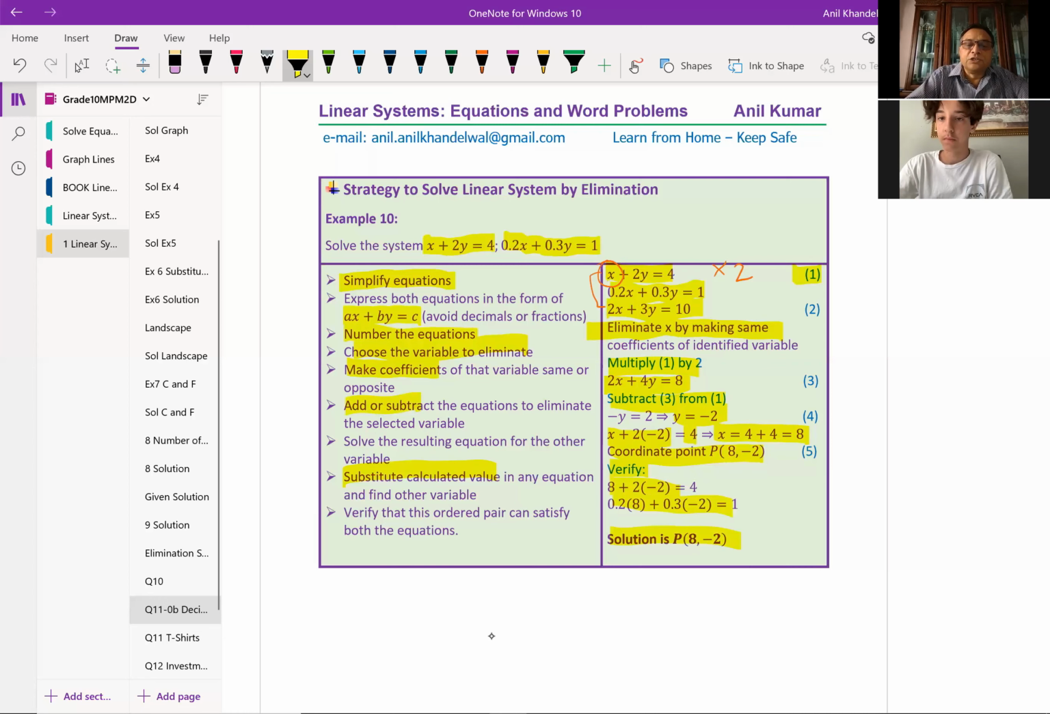We found our answer, right? And then we verified the result. So these are the steps which you need to adopt to find solution using elimination method. Is that clear to you?